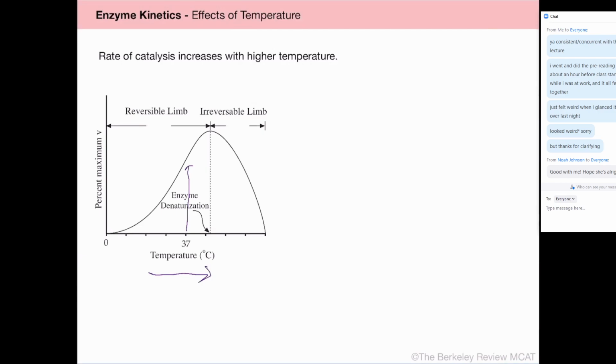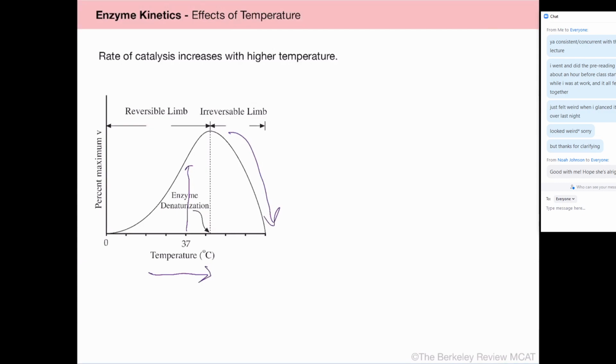Now, obviously this is true only up to a certain point. At a certain point, it's too hot and you'll actually denature the enzyme, in which case the velocity will very quickly decrease. The enzyme won't be active anymore.